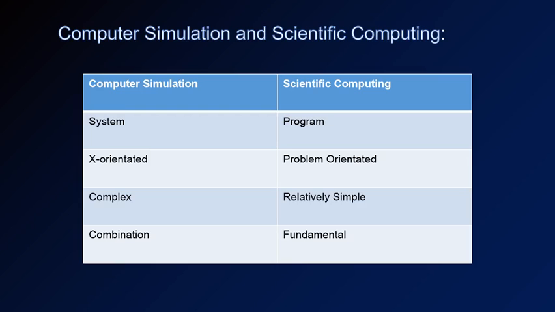It could be a combination of a lot of scientific computing. On the other hand, the scientific computing is relatively simple because it only needs to consider a certain problem from a certain aspect. So let's say scientific computing could be the fundamental of simulation. Simulation just uses multiple scientific computings to resolve serious issues, technical issues, and to achieve a certain goal.